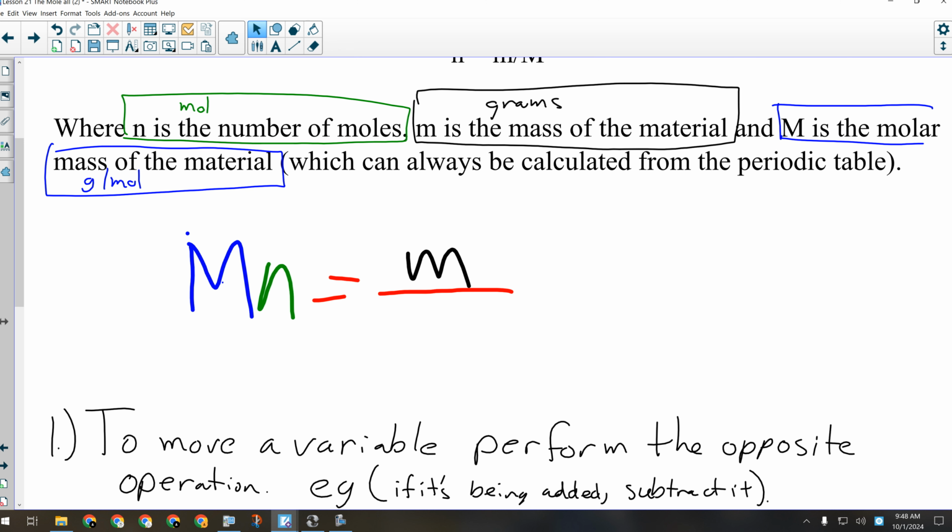Now, if you're ever in doubt about your algebra, you can always check it by looking at your units. The units for big M are grams per mole, and I'm multiplying that by n, whose units are moles. Do I have moles on the top and moles on the bottom? Boom, what am I left with? Grams. That's the units for mass, so I probably did it right. You can always do it that way. Everybody with me there?